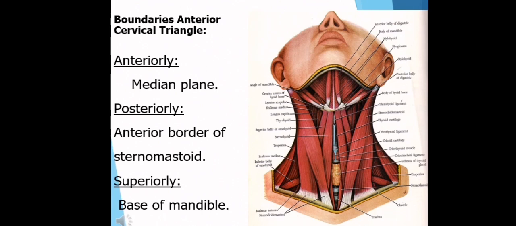These boundaries are not just academic, they guide our approach in procedures like central line insertions, thyroid surgery, and lymph node mapping. So in the next slide, we'll look into how this triangle is further subdivided into smaller clinically distinct zones.